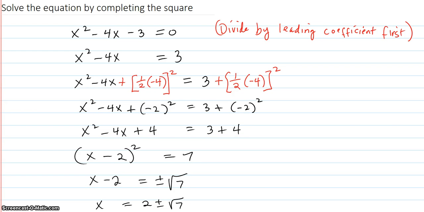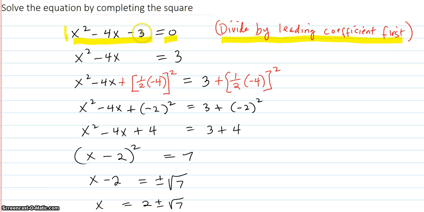Solve the equation by completing the square. Here's our equation. The first thing you do is divide by the leading coefficient first, the coefficient of the x squared term. But that's 1 on this particular problem, so dividing 3 by 1 doesn't change anything. But you would always do that first.